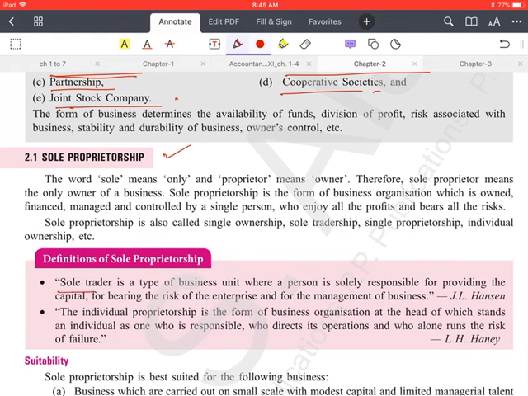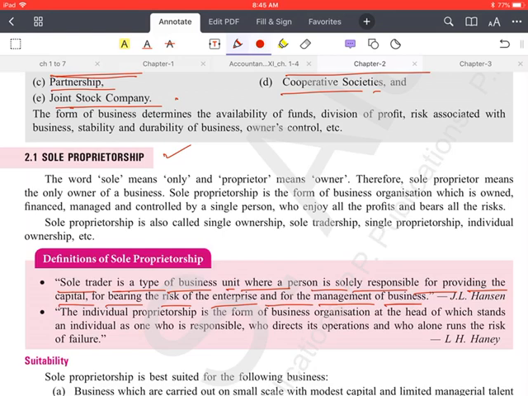A sole trader is a type of business unit where a person is solely responsible for providing the capital, for bearing the risk of the enterprise, and for the management of business. Or you can say, in sole proprietorship, there's only one person who manages the business, who controls the business. Means he is all in that business. If there is any profit in the business, he is the one person who will get the profit, and if there is any loss in the business, he is the one person that has to suffer that loss.